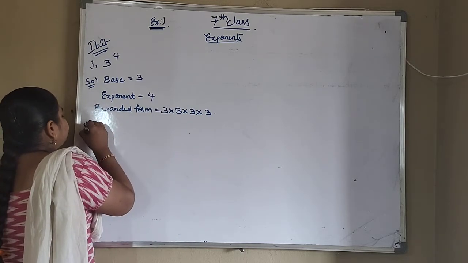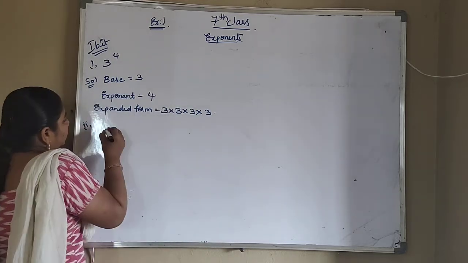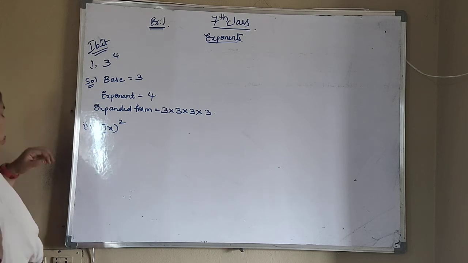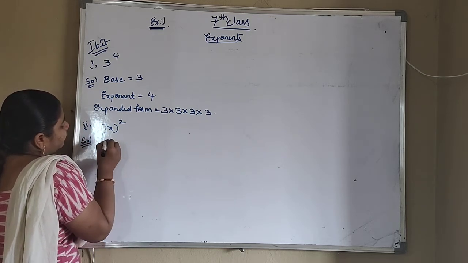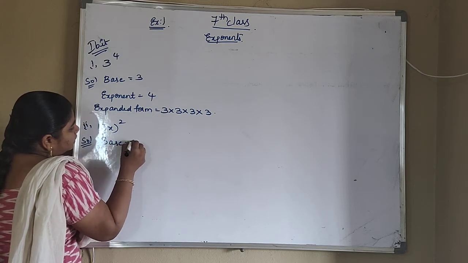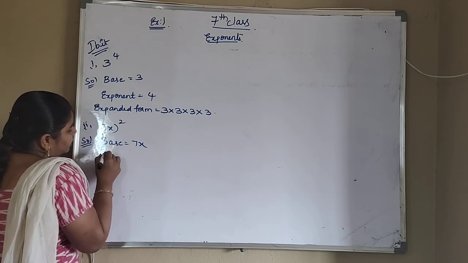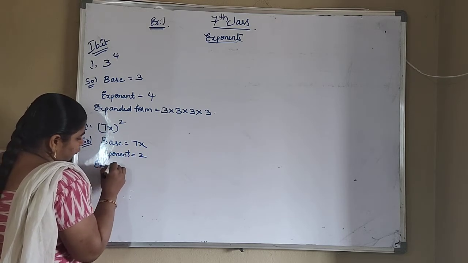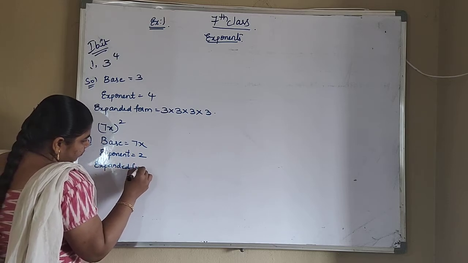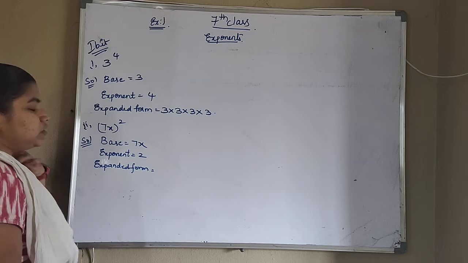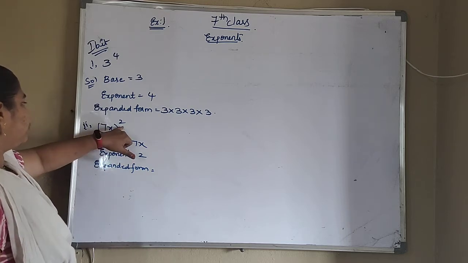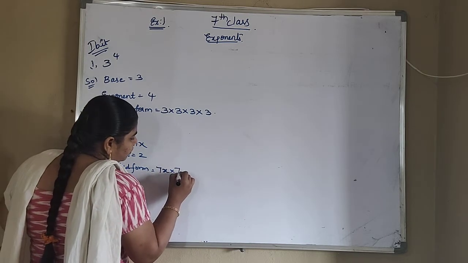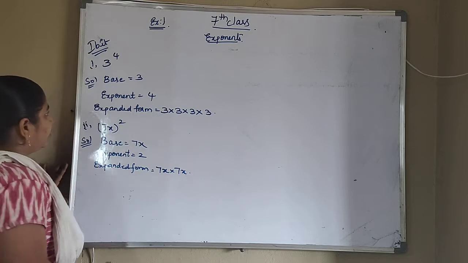Okay. So next one. 7x whole power 2. So in this 7x whole power 2, what is the base and what is the exponent value we have to write? Base is equal to 7x and exponent is 2. We have to write the expanded form also. What is the expanded form of 7x whole power 2? This 7x we have to multiply how many times? 2 times we have to multiply. That is 7x into 7x.